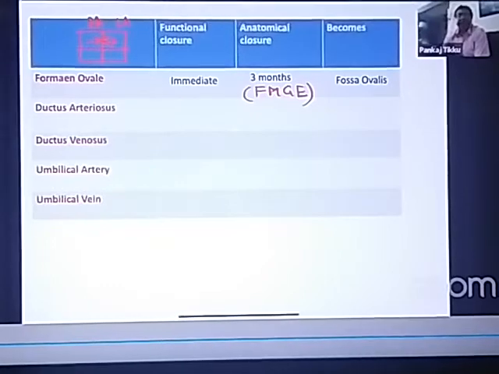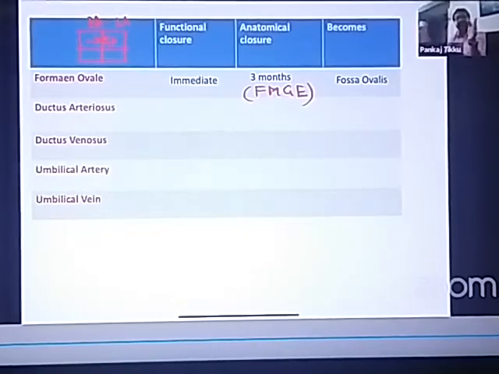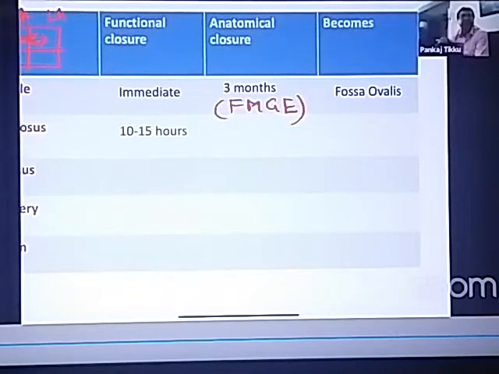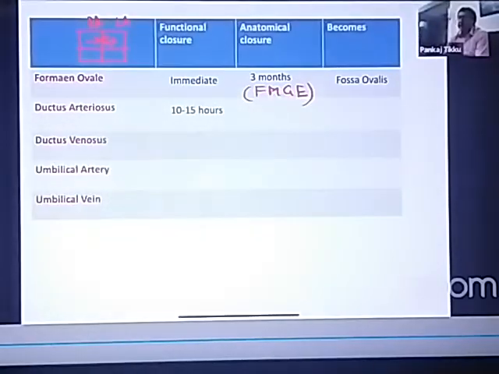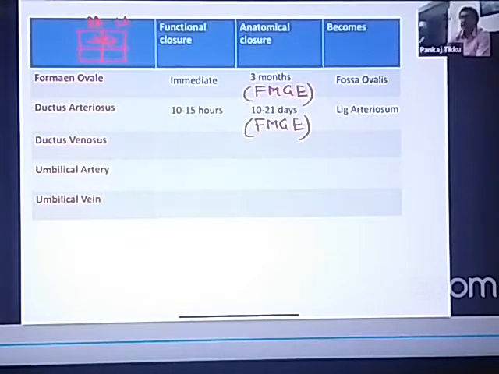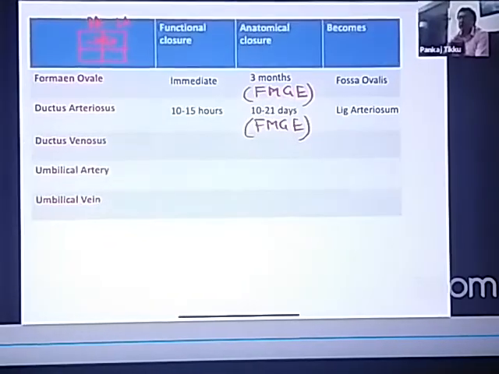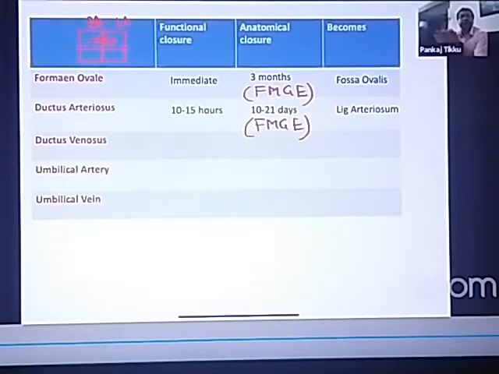The ductus arteriosus, I told you, is the connection between the pulmonary artery and the aorta in fetal life. The ductus arteriosus normally functionally closes between 10 to 15 hours. It anatomically closes between 10 to 21 days. Now this is again an FMG question: what is the time when the ductus arteriosus physically closes? Between 10 to 21 days, and the ductus arteriosus goes on to become the ligamentum arteriosum.